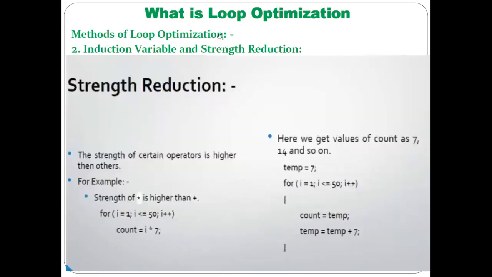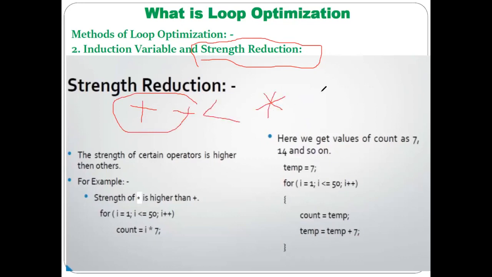Now related to that, the technique we have is the strength reduction technique. What exactly is the strength reduction technique? Generally, the strength of some operators that you utilize in a programming language is higher as compared to some other operators. For example, the plus operator and minus operator have less strength as compared with the star operator and the division operator. Understood? So as I mentioned, the strength of certain operators is higher than others.